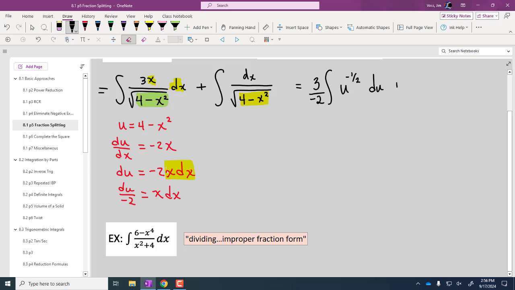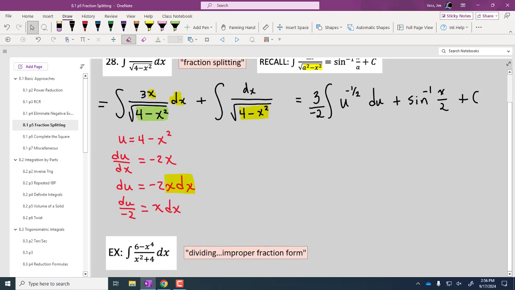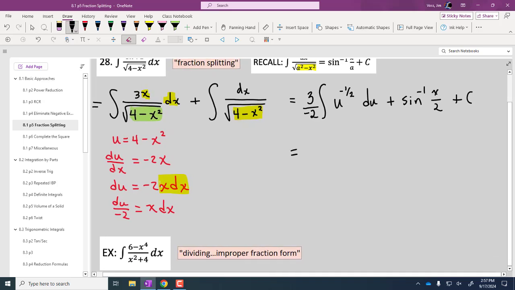Okay, so then let's focus on the inverse sine. So here, what is a down here? 2. So this is going to be inverse sine of x divided by 2, and then plus c. Okay, so now let's complete the substitution step here. So we have -3/2, leave a little space there.